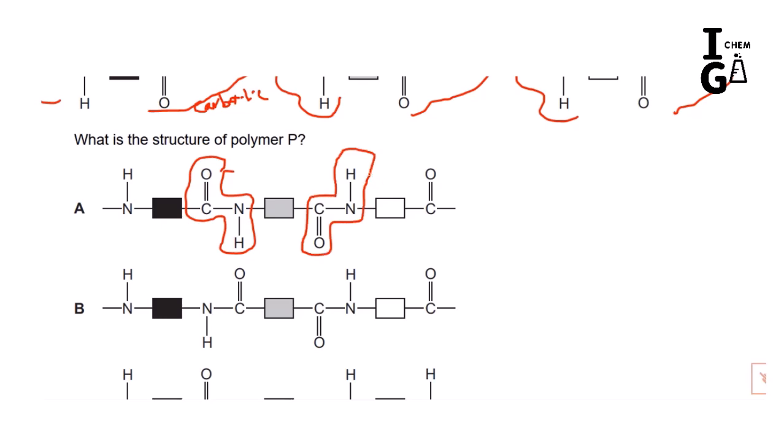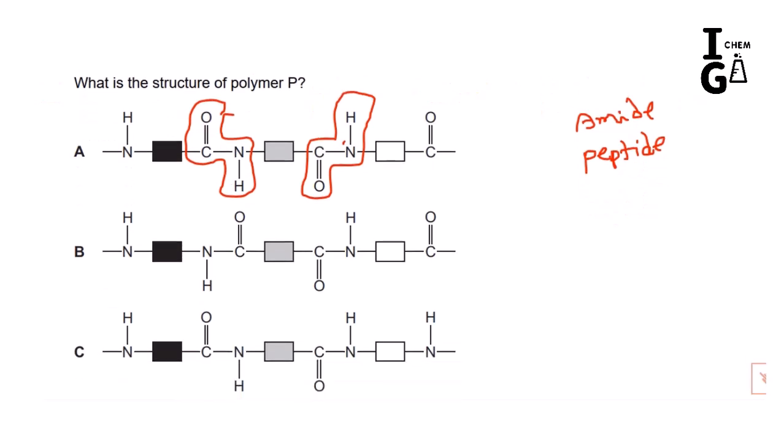So, guys, the link between an amine and a carboxylic acid is called an amide linkage, or amide link. In the case of living cells, you could say peptide. So it's amide linkage or peptide. Here it's called amide. So this is actually the first one, the correct answer.